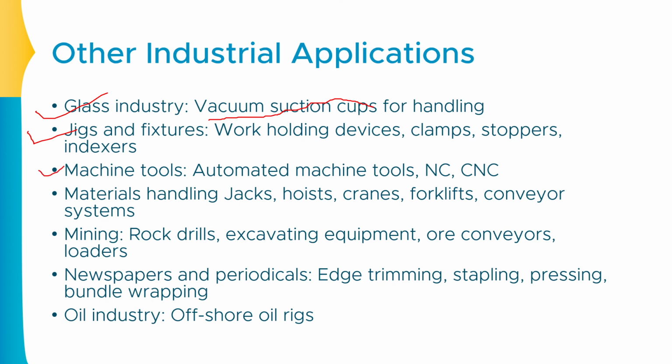In the material handling part, the jacks, hoists, cranes, forklifts, conveyors, all these systems can be operated using the fluid power systems. In the mining, the rock drillings, excavation equipment, ore conveyors, loaders, all these equipment can be run by the fluid power system, as there are lots of things that actually require lots of power. Other than that, the power industries, oil industries, paper and packaging industries, pharmaceutical industries, plastic industries, robotics, the actual count is endless. There are lots of applications in the industry.